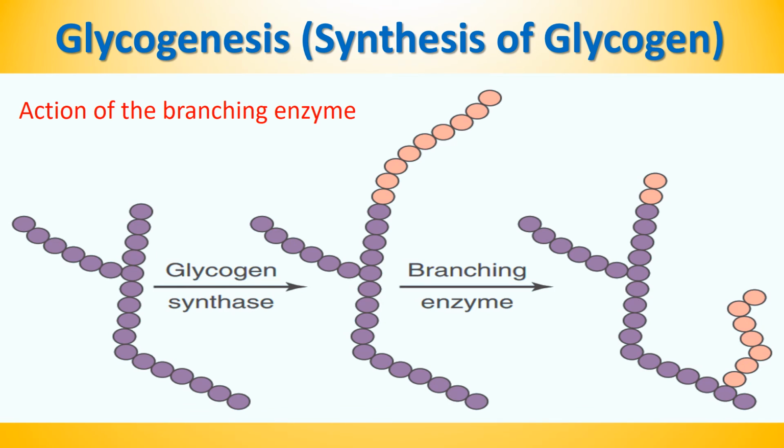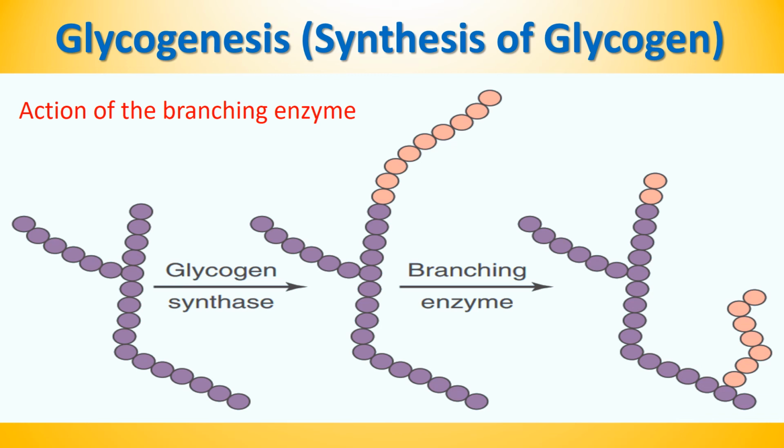In the next step there is the action of the branching enzyme. If you remember glycogenolysis, there is a debranching enzyme. The debranching enzyme causes the removal of the glucose molecule from the branch, whereas during glycogenesis this branching enzyme results in the formation of branches. Just to indicate one thing, the glycogen synthase repeatedly attaches glucose residues from UDP glucose, creating the alpha 1,4 link. So it is done from the non-reducing end of the molecule.